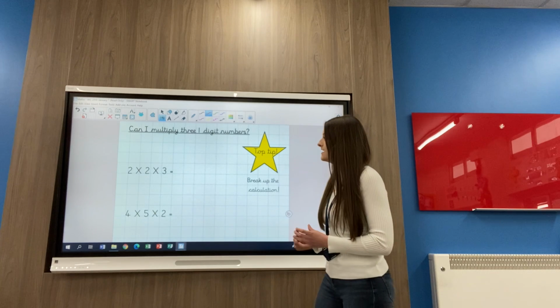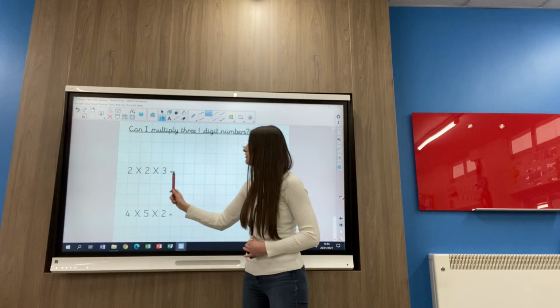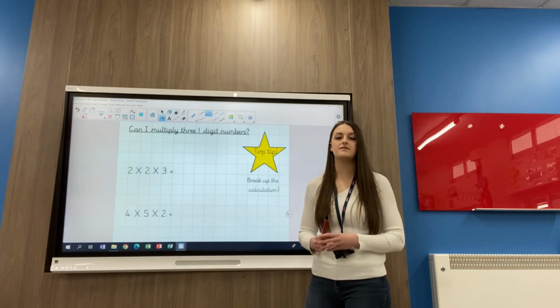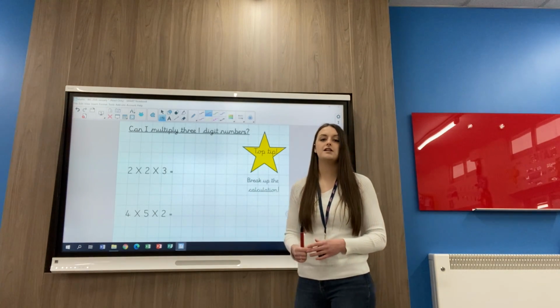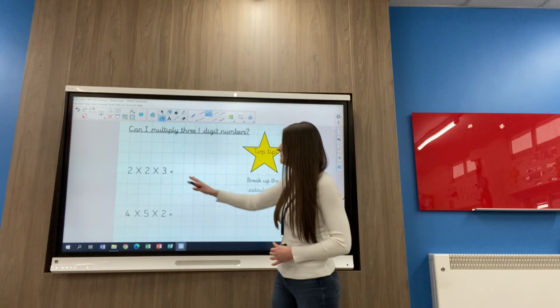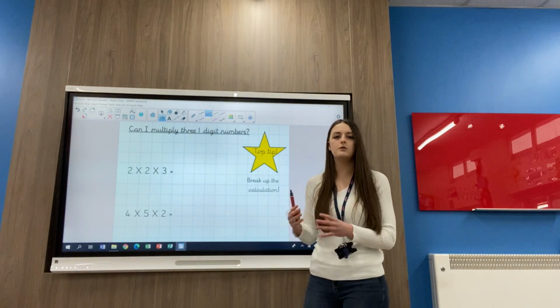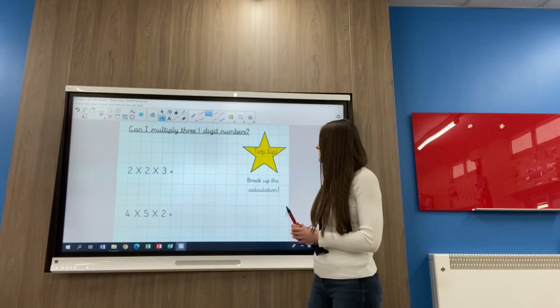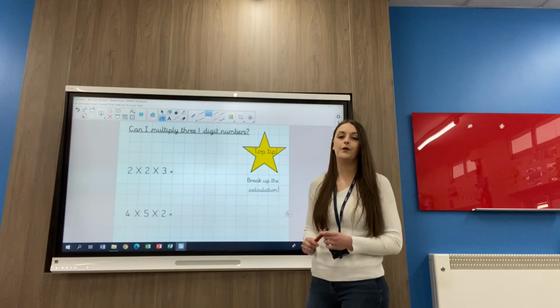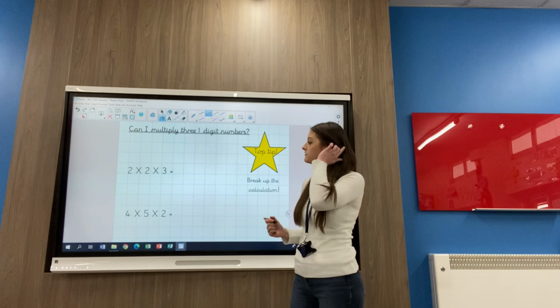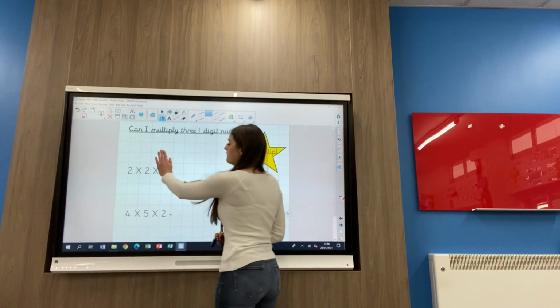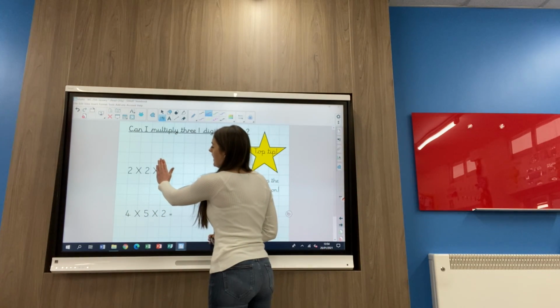You can see here I've got 1, 2, 3 numbers and we're going to multiply them together. There is a way to do this where we can break the calculation down, because at first it seems a bit much and we don't really know what we're multiplying. So my top tip is to break up your calculation. The first thing that I'm going to do to multiply these 3 numbers together, I'm going to cover over the times 3 at the end.